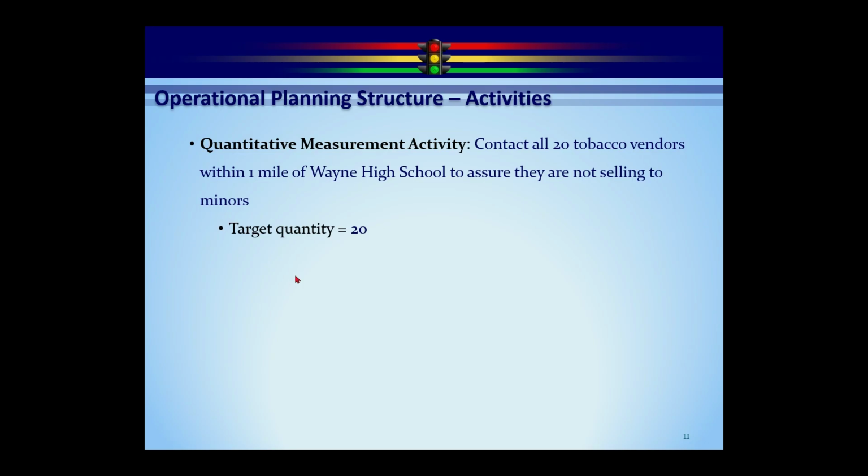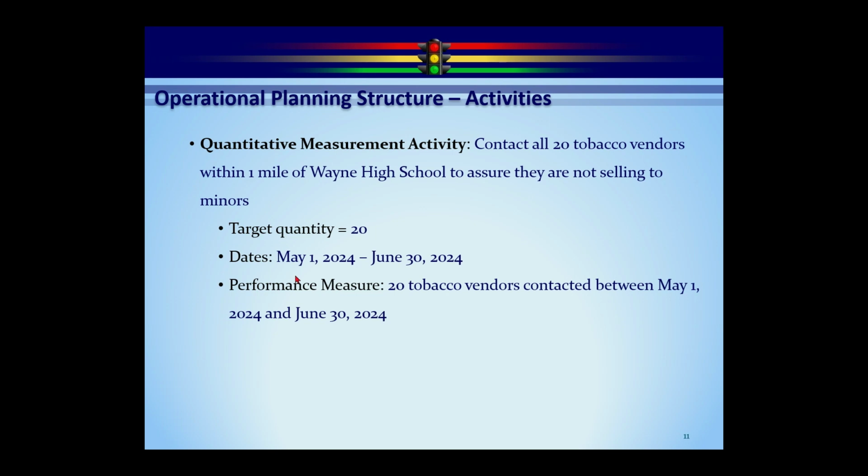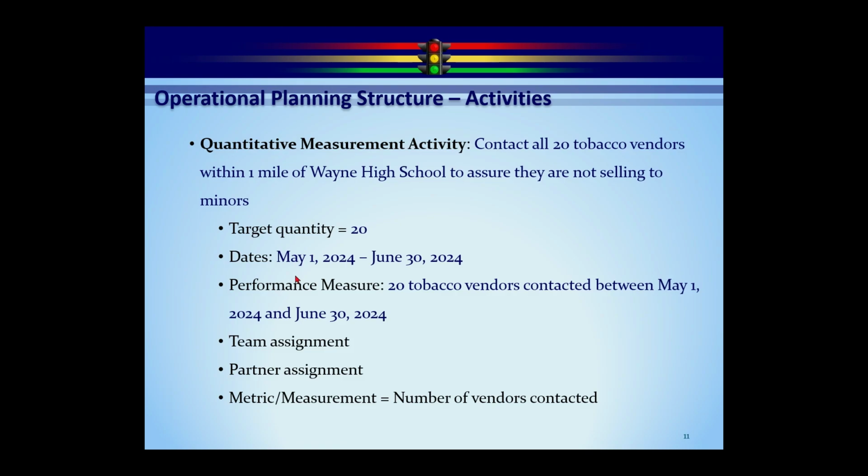And you can count lots and lots of different things. In public health, you're going to count vaccinations. How many vaccinations did we do, or how many medications did we distribute, or how many car seats did we distribute, that sort of thing. We're going to have a beginning and ending date, just like we did on the project-based activity. The performance measure, again, will be created for you, and we'll show you how that happens. So the performance measure is 20 tobacco vendors contacted between May 1 and June 30th. And then again, we'll do team and partner assignments. And it's pretty simple to figure out that our measurement in this case is going to be number of vendors contacted. So again, if we contact all 20, it's going to calculate to be 100% complete. So those are the three types of activities.